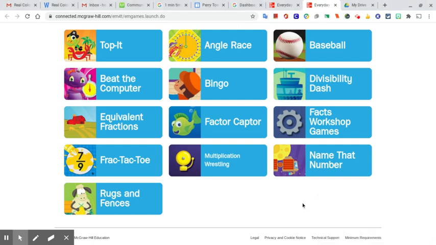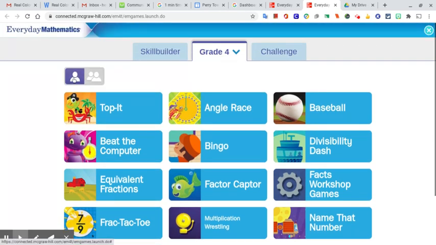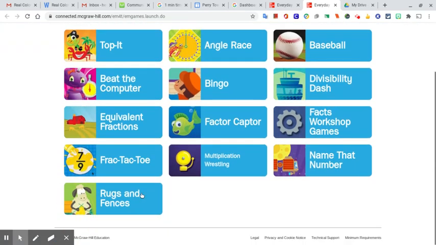All right, I wanted to do this video to show you how to play Rugs and Fences in case you are not familiar with this game. So when you go to McGraw-Hill, you're going to log on and then you're going to pick the Everyday Math Games. You'll come to this screen right here. You're going to be on the single player and at the bottom is Rugs and Fences. So go ahead and click on that.